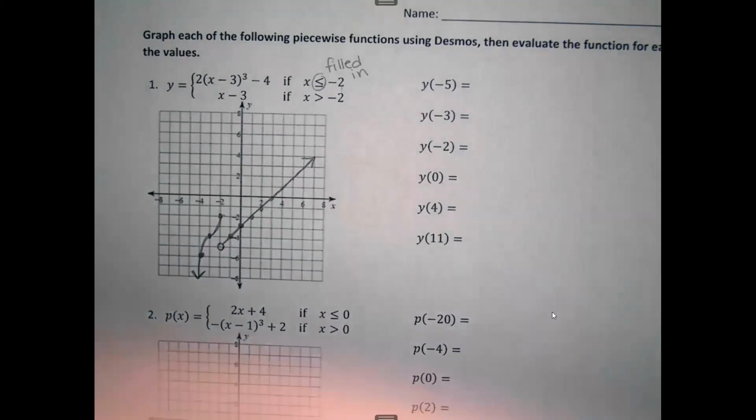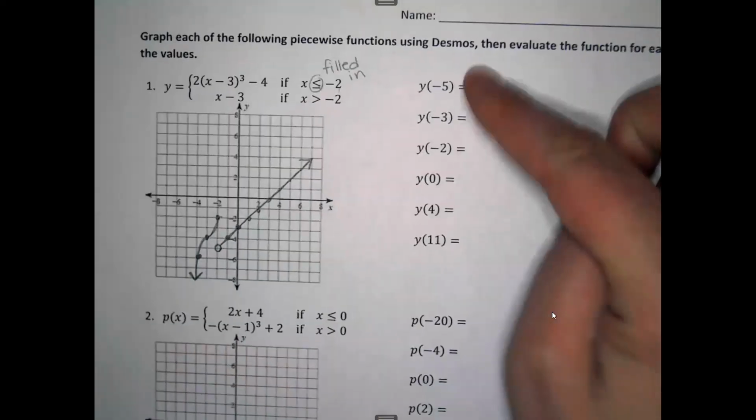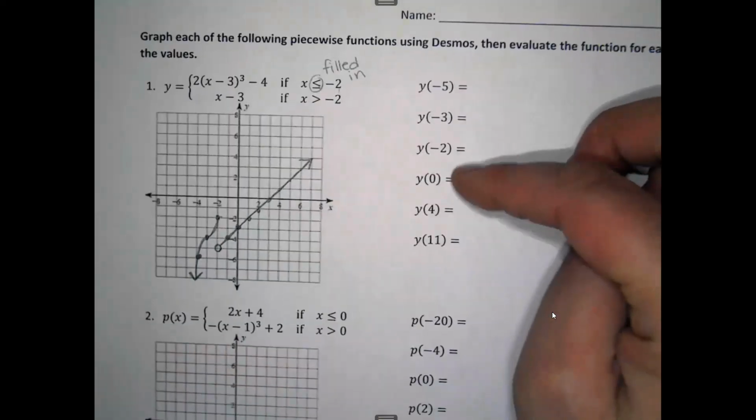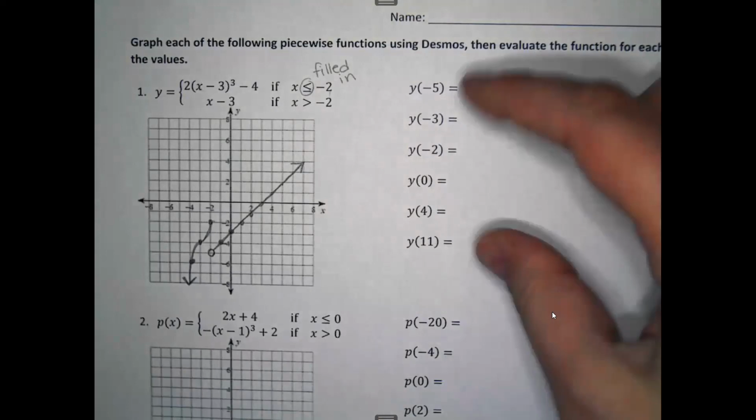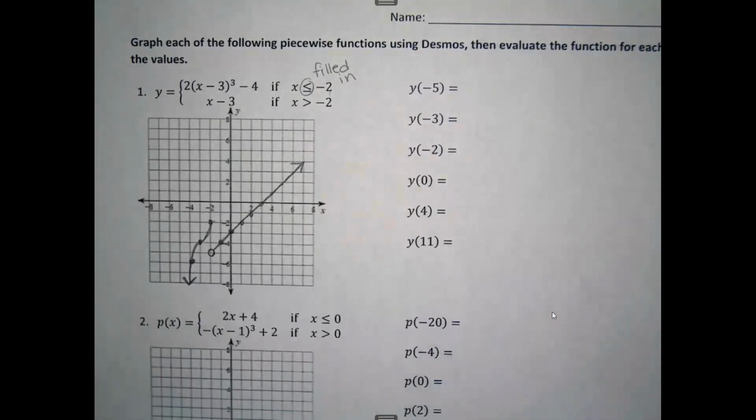Okay, so now here's the part where we just have to see what happens if I plug in the different numbers. So if you want to see what the output is with all those different input values, you just look at the two different tables that you have in Desmos. So one of the tables will have the answer, one of the tables will say undefined. They won't both have an answer.